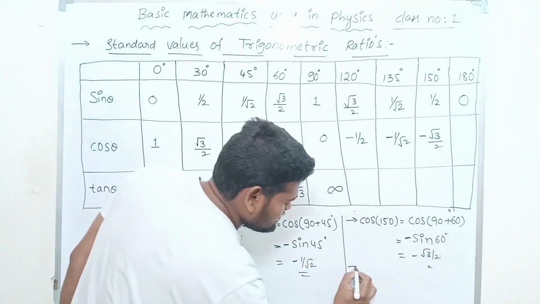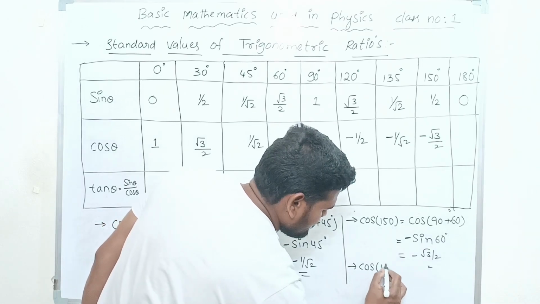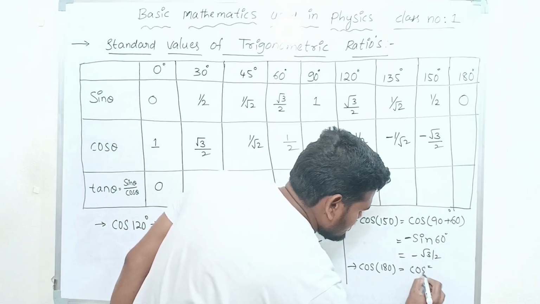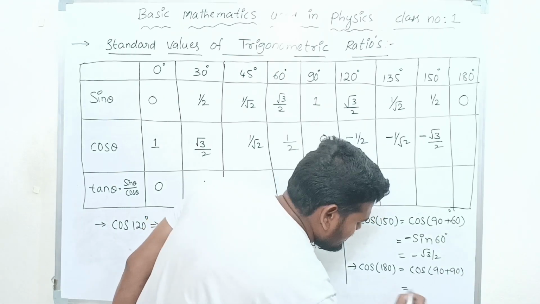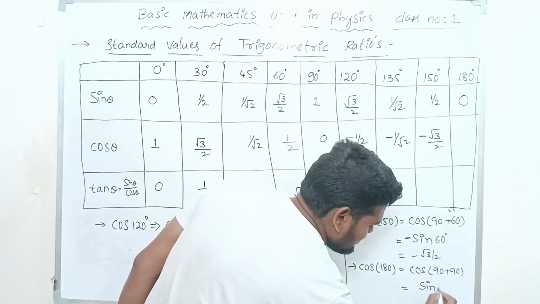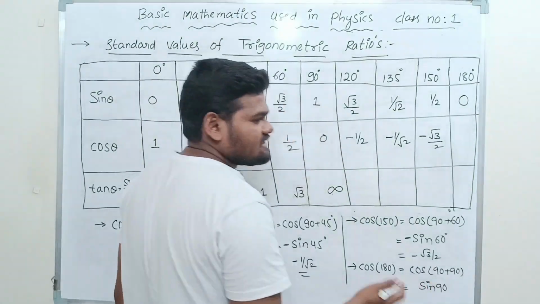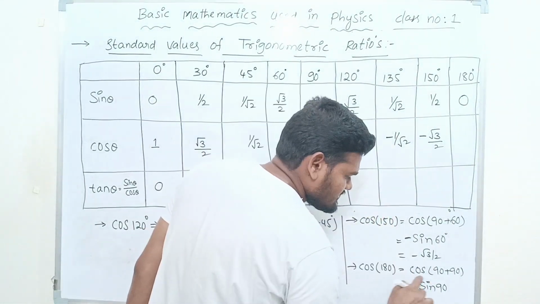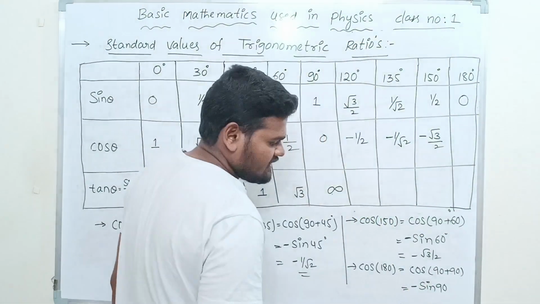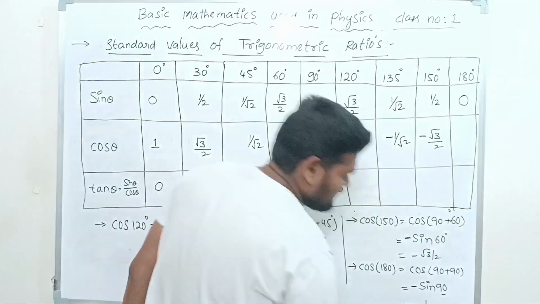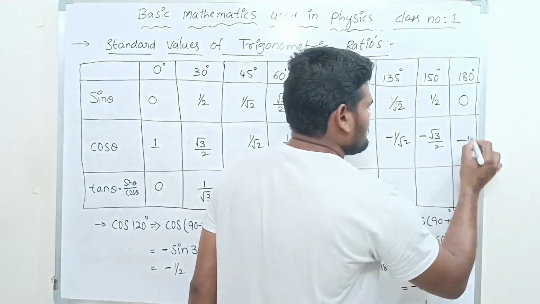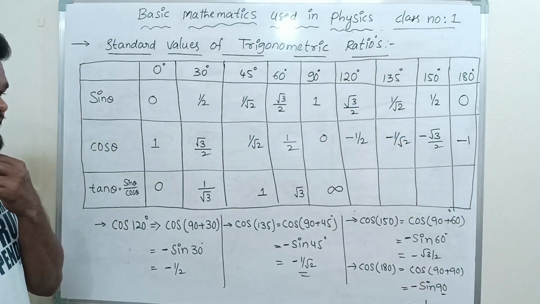Cos 180. Cos of 180 can be written as cos of 90 plus 90. At 90 degrees, cos can be turned as sin 90. Cos 90 plus theta, second quadrant. In second quadrant, cos is minus. Then answer is negative. Sin 90, minus 1. Sin 90 value is how much? Minus 1. Is it clear?